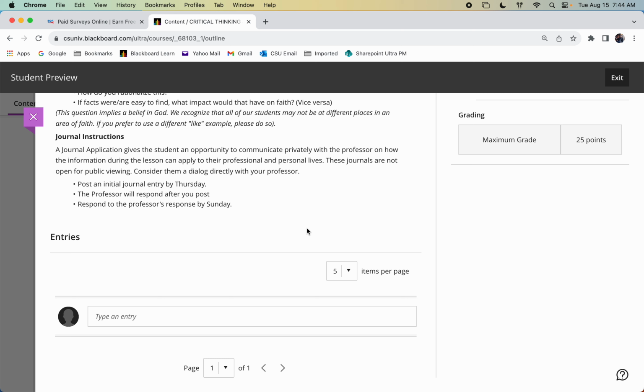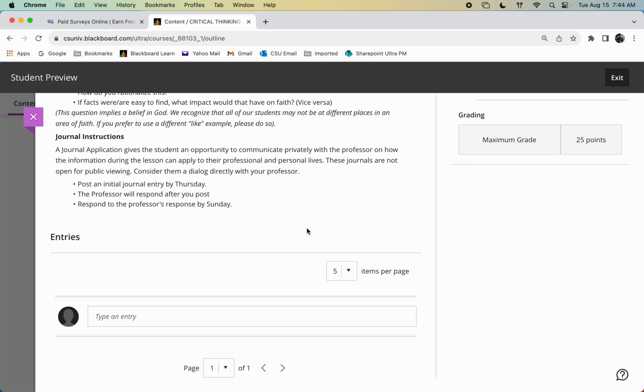So here's the way this goes. By Thursday, you need to have your initial journal post. I will respond immediately, typically the day of or the day after that you respond, and then you need to respond to my response. The reason you have to do that is I want to clearly see that you're looking at and considering what I'm talking about and how I'm responding to your comments.